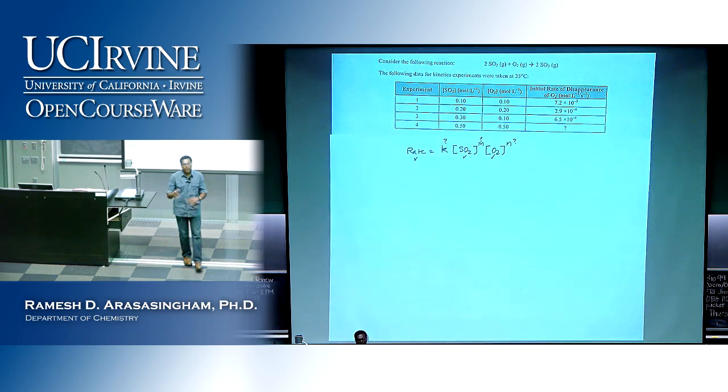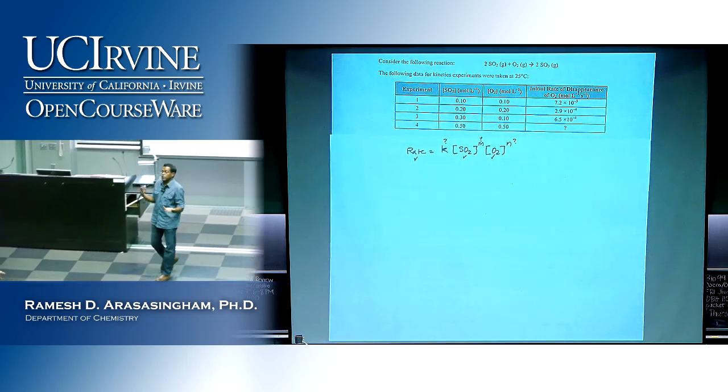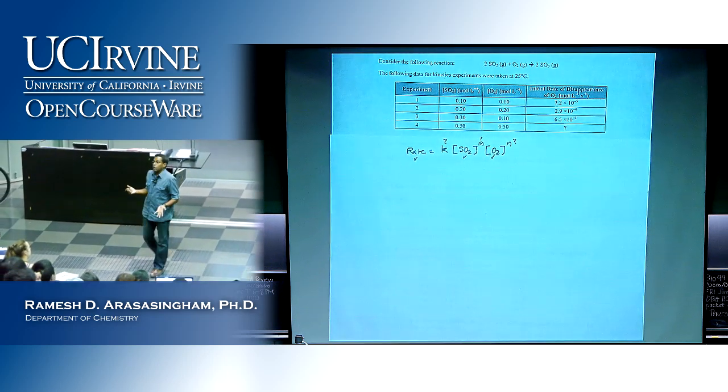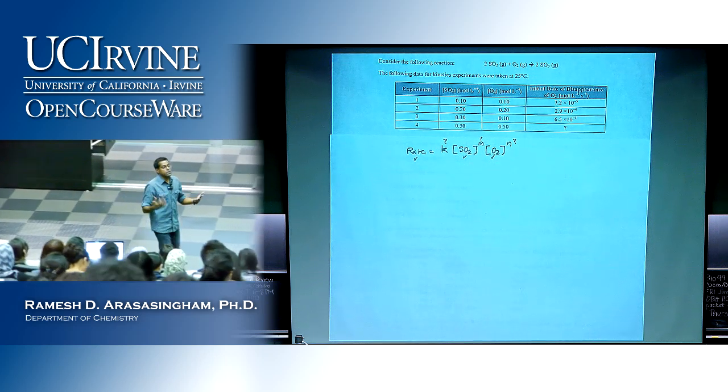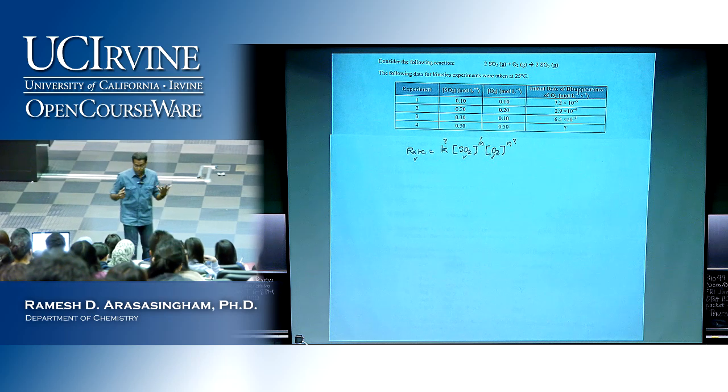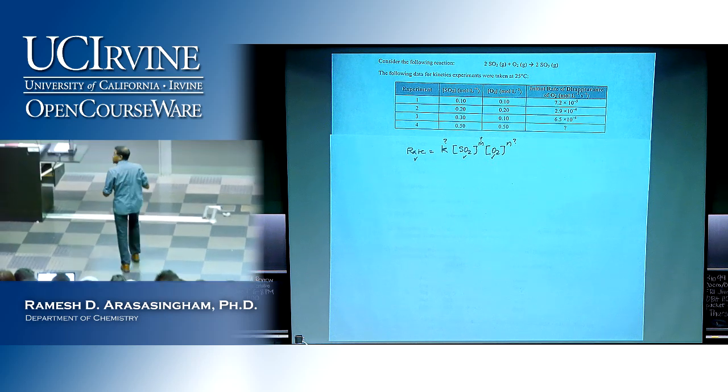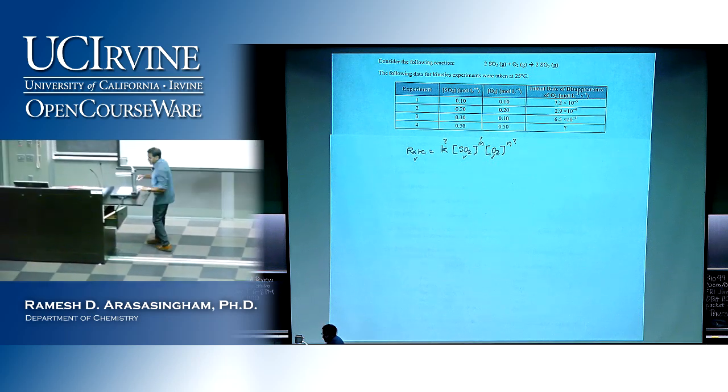In that table, concentrations are given and their corresponding rates are given. So if we have three unknowns, how many algebraic equations do we need to have to solve for it? We need three equations. And you can see there are three sets of data given. All right? So we'll start with the first one.